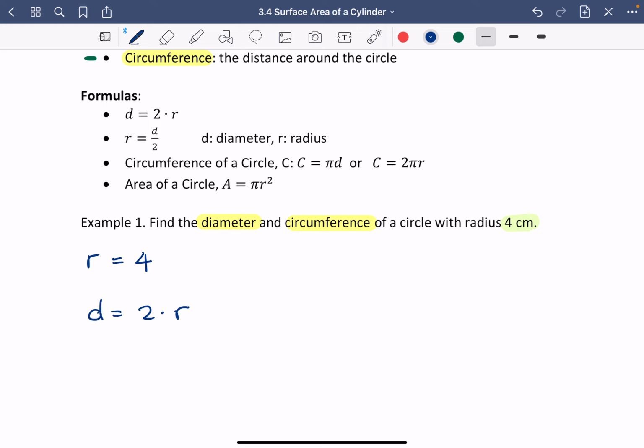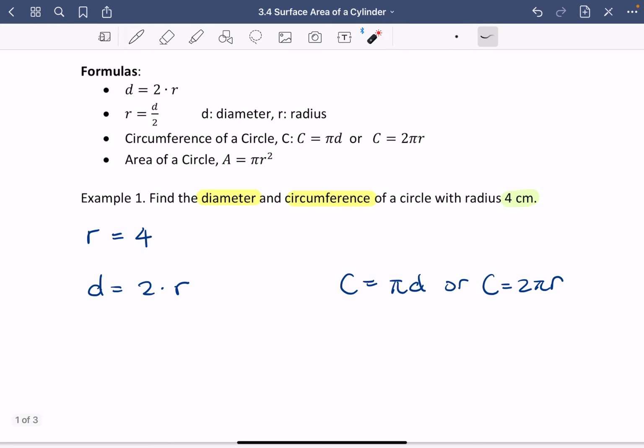let me write it here. Circumference is equal to pi times d, or 2 pi times r. So we can just plug in what we know from the question into these two equations.